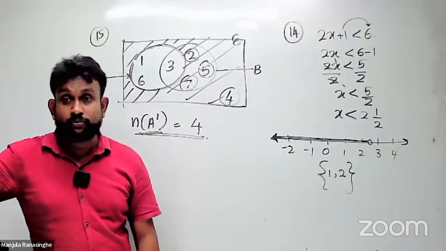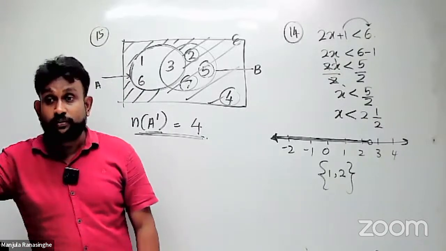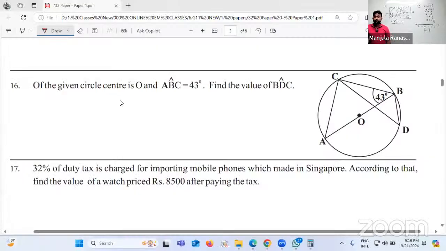Right, now we are moving to question number 16. You can take it. Of the given circle, center is O, angle ABC is 43. Find the value of angle BDC. Right. First, when you see a diagram, mark the information that you can find directly. In the diagram itself, mark everything.